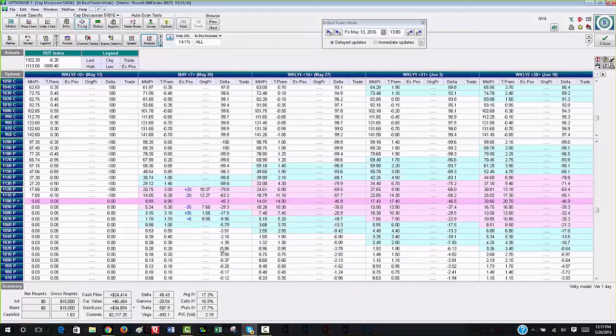Right. And then what commission rate are you using? I know there's like $2,000 of commissions in there. Oh yeah, that's at 75 cents per contract. Okay, and no ticket charge. Pretty good rate.